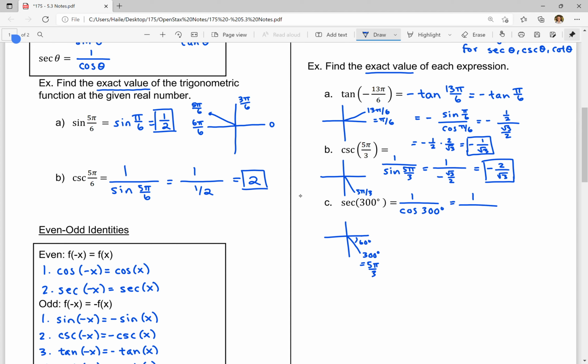So we can say that this is 1 over the cosine of 5 pi over 3. And so the cosine of 5 pi over 3 is just 1/2. So we have 1 divided by 1/2, which if we carry out the division gives us 2. So 2 is the secant of 300 degrees.